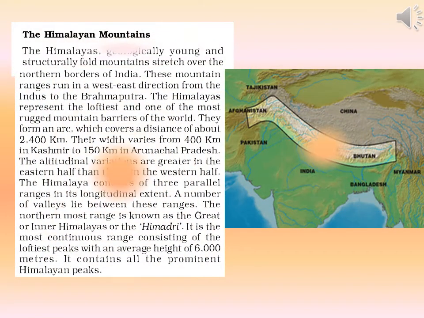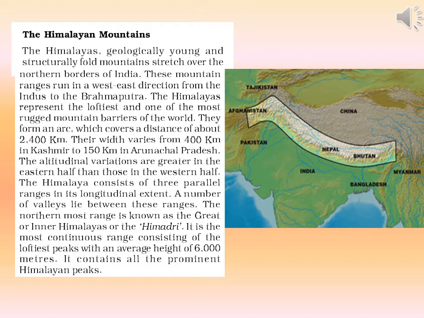The Himalayan mountains. The Himalayas, geologically young and structurally fold mountains, stretch over the northern borders of India. These mountain ranges run in a west-east direction from the Indus to the Brahmaputra. The Himalayas present the loftiest and one of the most rugged mountain barriers of the world.